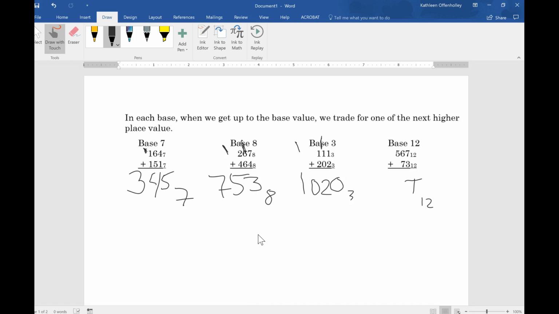6 and 7, that's 13. That's 12 with 1 left over. And now we have 5 and 1 is 6. So we have 6, 1T with a little 12. How'd you do?